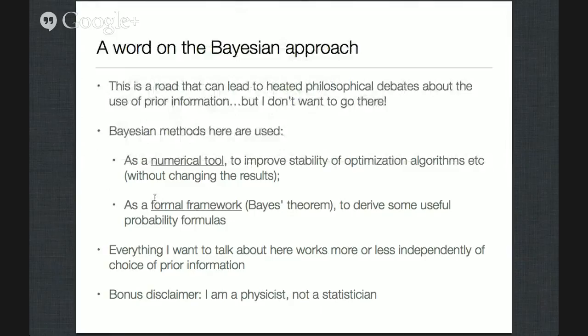I'm not here to start a war about the use of Bayesian versus frequentist statistics. I'm using Bayesian methods here, just to be clear, mainly as a numerical tool, sort of to enforce stability. And I'm using them as a formal framework. I'm going to invoke Bayes' theorem, which hopefully we can all agree on, to derive some useful formulas. But everything I want to talk about here should be more or less applicable, independent of what your personal preference is for how strong your prior information should be when you go into an analysis like this.